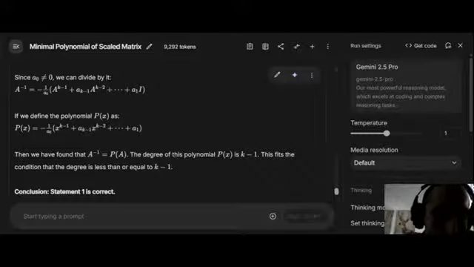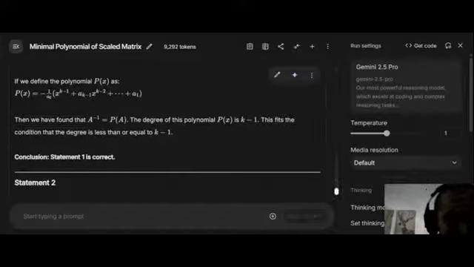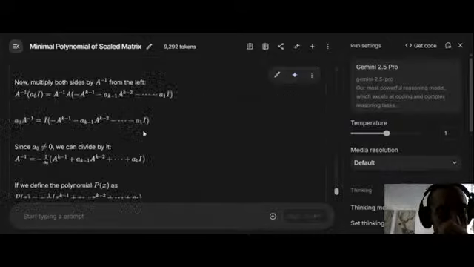And the polynomial that will be used is 1 degree less than the minimal polynomial, and this is what you see right over here. We have a formula for this, and we can derive it. Then we have found that A minus 1, the inverse, equals p(A). The degree of this polynomial is k minus 1. This fits the condition that the degree of p is less than k minus 1. Okay, the second step.